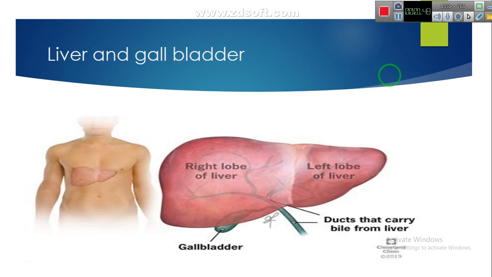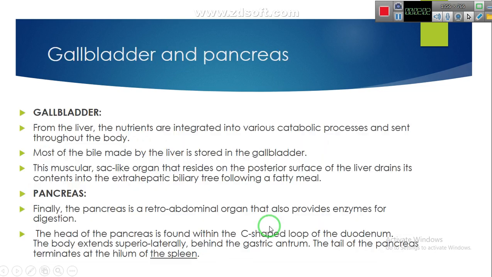Here you can see the two lobes, the right lobe of the liver and the left lobe of the liver, and this is the duct that carries the bile from the liver. And here is the gallbladder. From the liver, the nutrients are integrated into various catabolic processes and sent throughout the body.